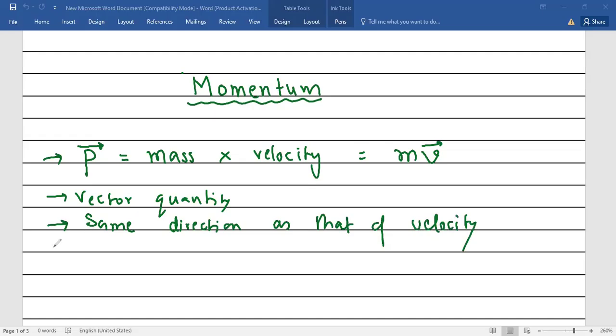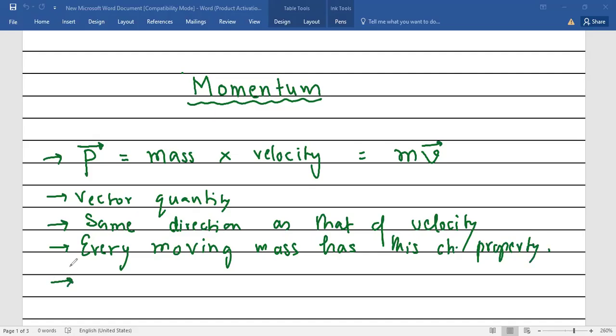Now, momentum is also known as mass in motion because every moving object will have this characteristic property. Every moving mass has this characteristic property. Now, it usually resembles inertia, but obviously it is not inertia.